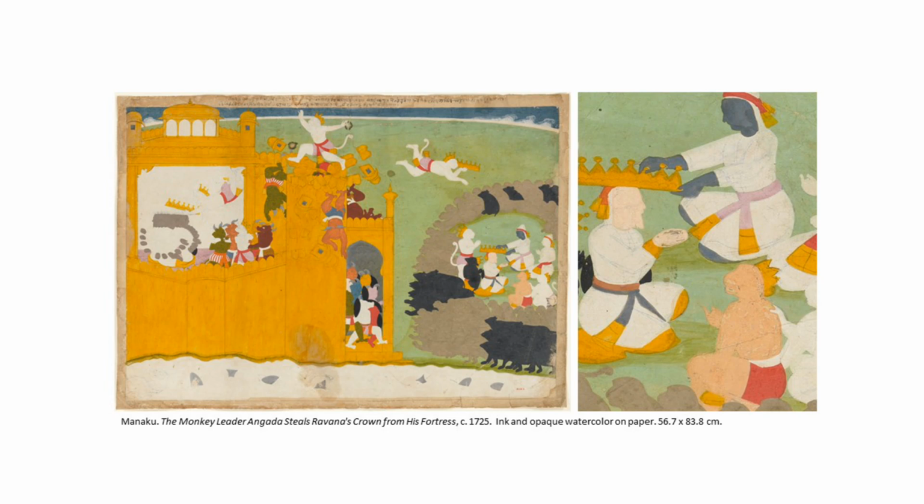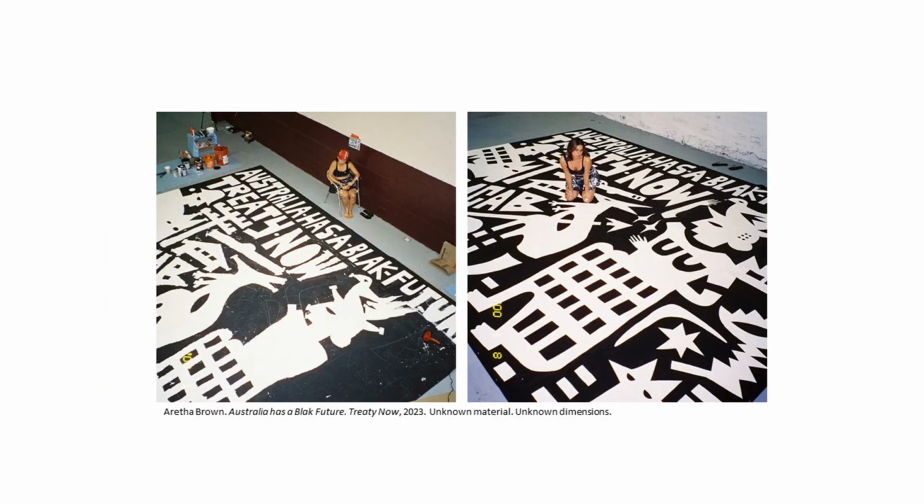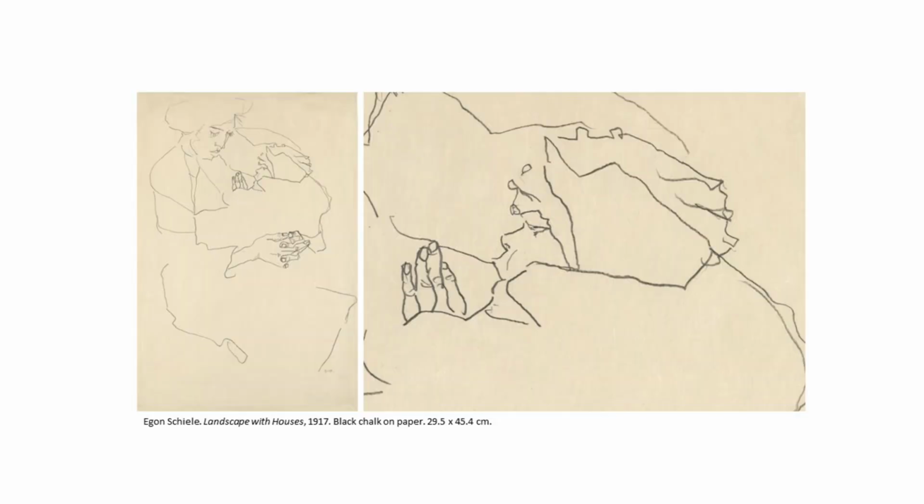This painting of Manaku is in a different stage of development. Lines almost disappear as the artist applies color. Australian artist Aretha Brown uses rough outlines before applying paint to her artwork. This blind drawing by Egon Schiele, an Austrian artist, is a good example of contour line. It is also a good example of how shapes can be left to the imagination.